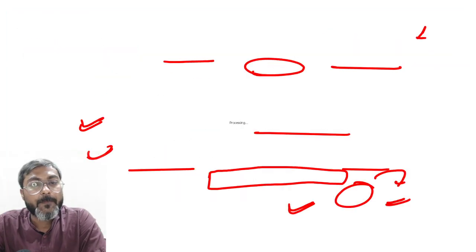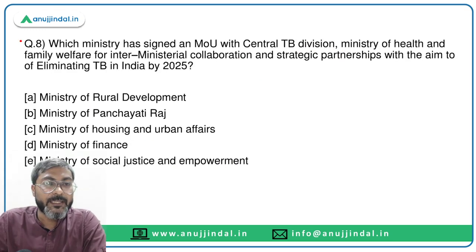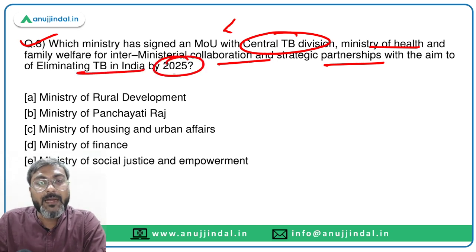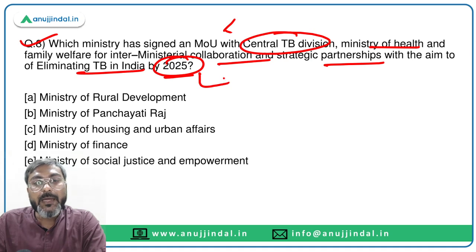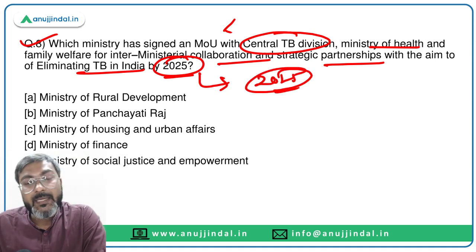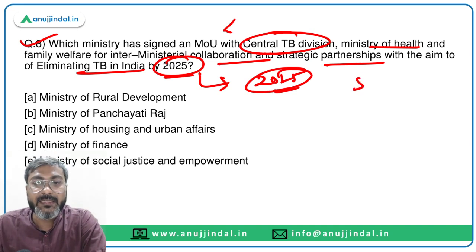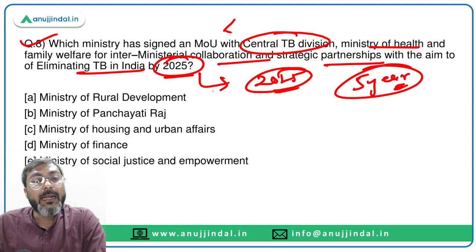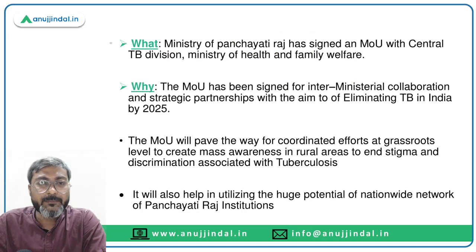So therefore, the correct answer is what? Option E, Pariman. Moving ahead to question number 8: which ministry has signed an MOU with the Central TB Division of the Ministry of Health and Family Welfare for interministerial collaboration and strategic partnerships with the aim to eliminate TB in India by the year 2025? Now, I hope you guys remember this fact, that the target to eliminate TB is the year 2025, 5 years ahead of the global target which was set by WHO, right? And this ministry, guys, is the Ministry of Panchayati Raj. This is a very, very important question.